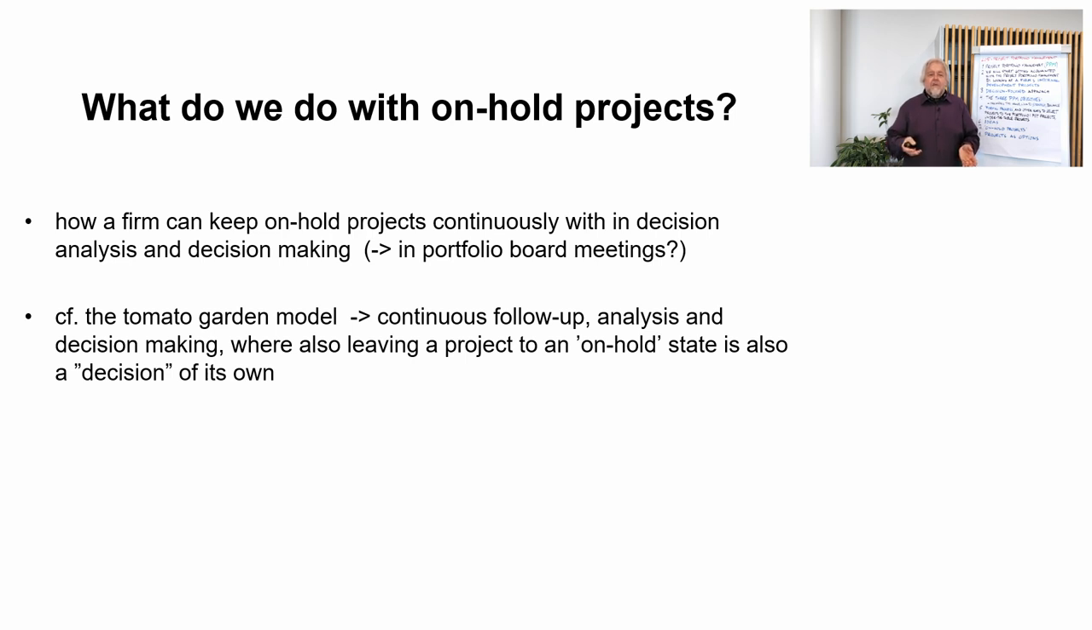And the question is how a firm can keep on-hold projects continuously within decision analysis and decision making. So how can we follow these kinds of latent-status projects, for example, in portfolio board meetings, and keep them within our decision making? And the analogy is in the tomato garden model.